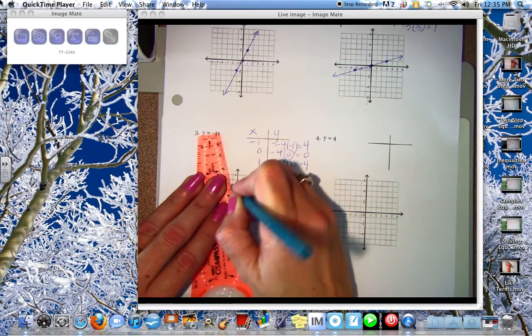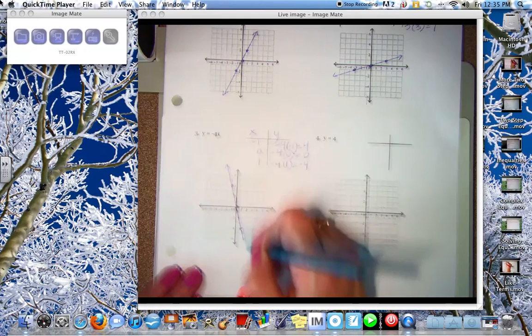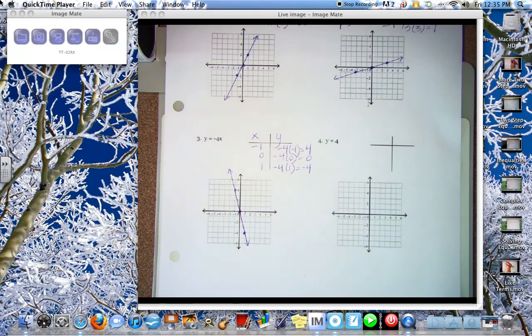So if you don't have a straight line, there's a couple of things that could have happened. Your math is off, or your graphing is off. So make sure you double check your ordered pairs.